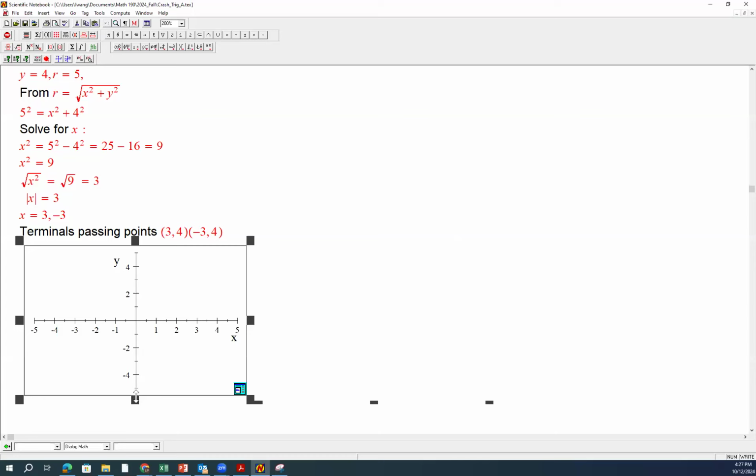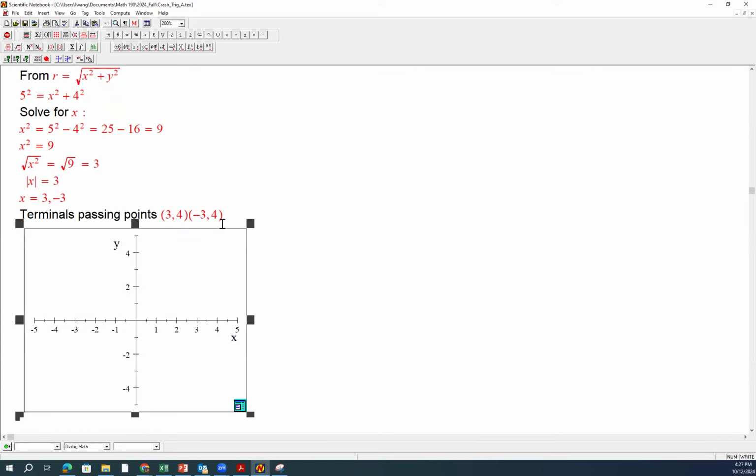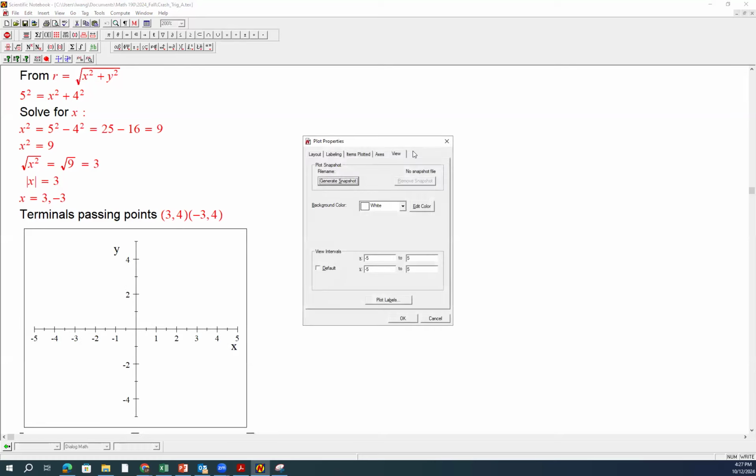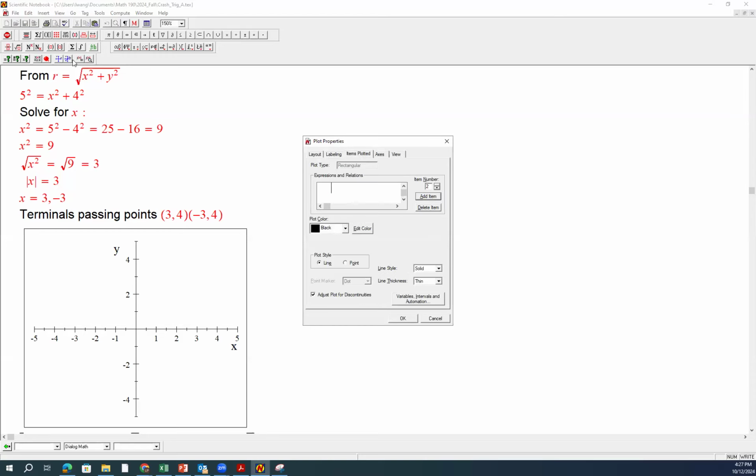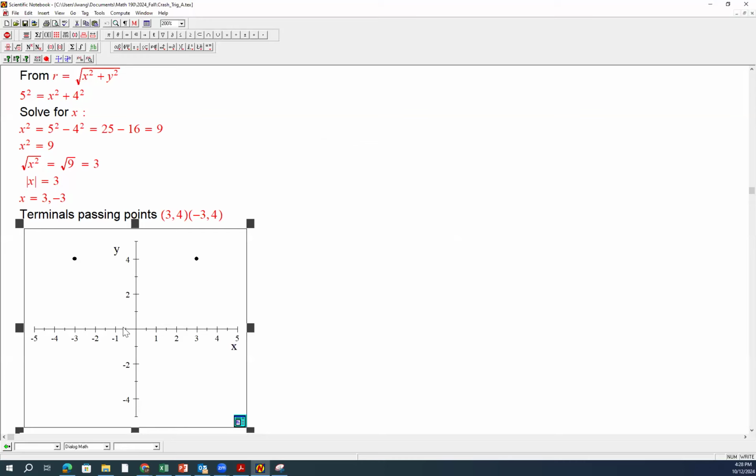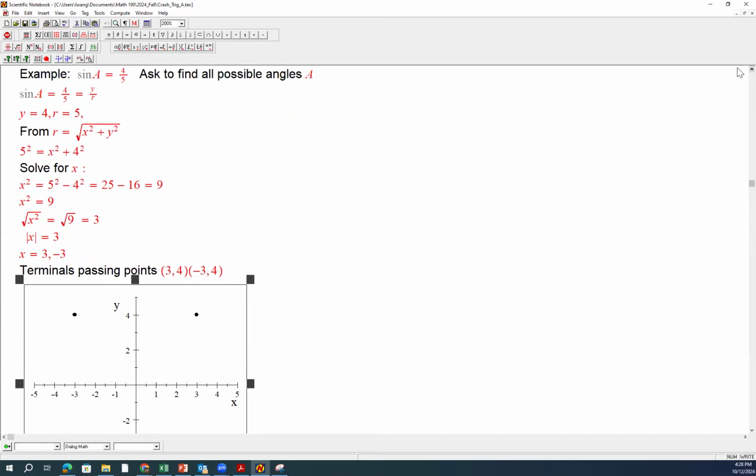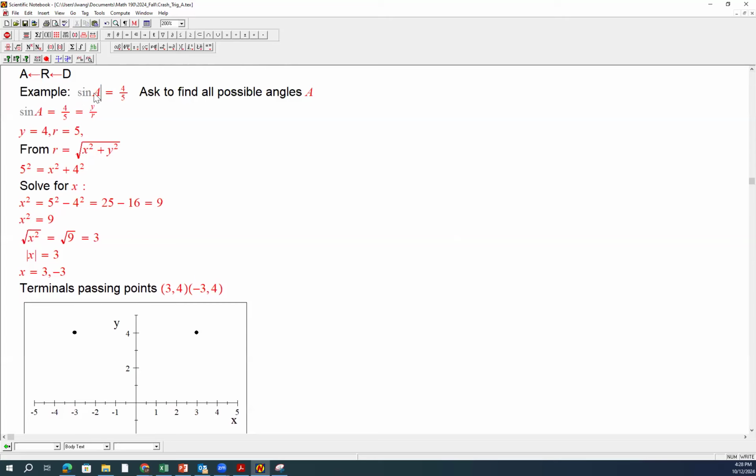All right. So we found there are two terminals satisfying that condition. One is (3, 4), that's a dot. And there's another one, (-3, 4). Both terminals will give us the angles, all the possible angles. We're looking for all possible angles.